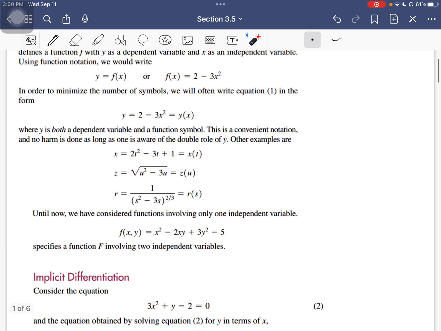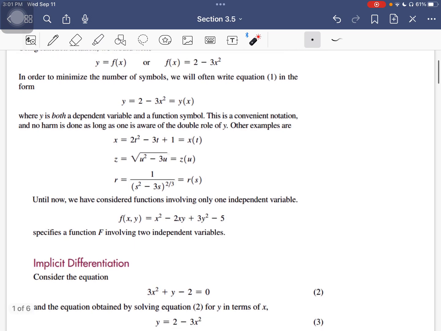Now, we've only really considered functions involving one independent variable, and these are some examples that we saw here. However, this function here, we have f of x, y, so this is a function emphasizing that it's dependent on our x and y values, is equal to this guy here. So this function will be a function that involves two independent variables.